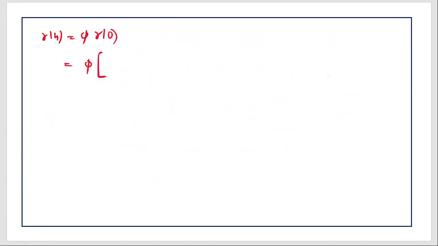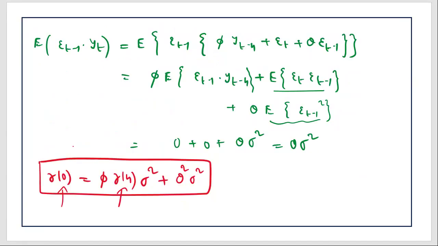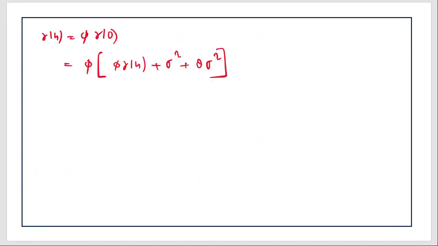Now phi into, instead of gamma naught, you can put this phi sigma square plus 1, sorry. You can simply write phi gamma 4 plus sigma square plus theta sigma square. So basically this is theta sigma square. Now this is basically phi square gamma 4.